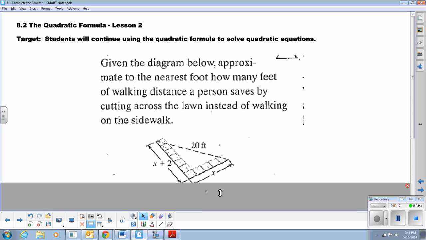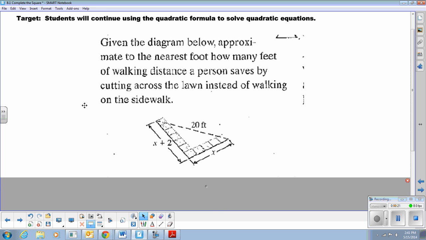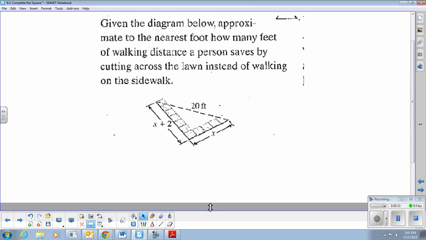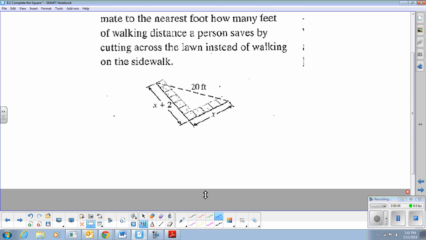One of the types of word problems you're going to see looks like this. Given the diagram below, approximate to the nearest foot how many feet of walking distance a person saves by cutting across the lawn instead of walking on the sidewalk. This is a made up word problem, but we can apply the Pythagorean theorem because we have a right triangle here. You have a leg with x, another leg with x plus 2, and the hypotenuse is 20. So when I want to set this equation up, I will set it up this way.